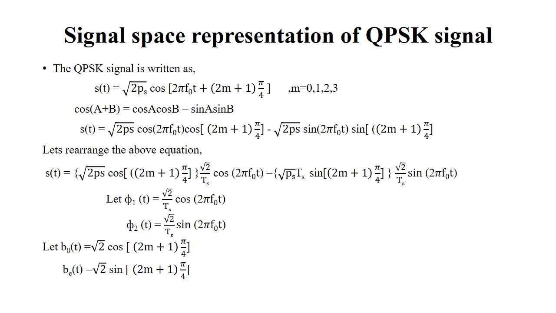Let me arrange the above equation as S of t equals root Ps Ts cos (2m plus 1) pi by 4 times root 2 by Ts cos 2 pi F naught t, minus root Ps Ts sin (2m plus 1) pi by 4 times root 2 by Ts sin 2 pi F naught t. Let phi 1 of t be root 2 by Ts cos 2 pi F naught t, and phi 2 of t be root 2 by Ts sin 2 pi F naught t. Let b naught of t equal root 2 cos (2m plus 1) pi by 4, and b e of t equal root 2 sin (2m plus 1) pi by 4.